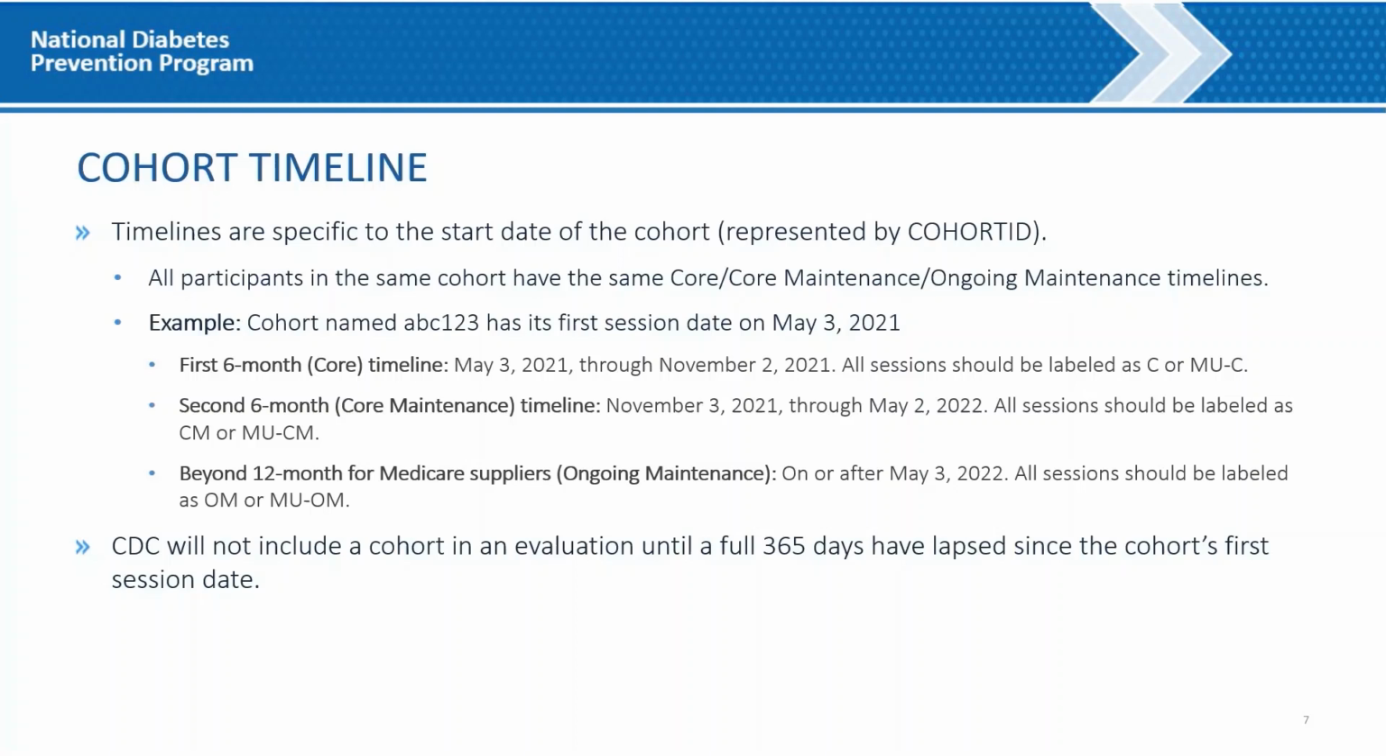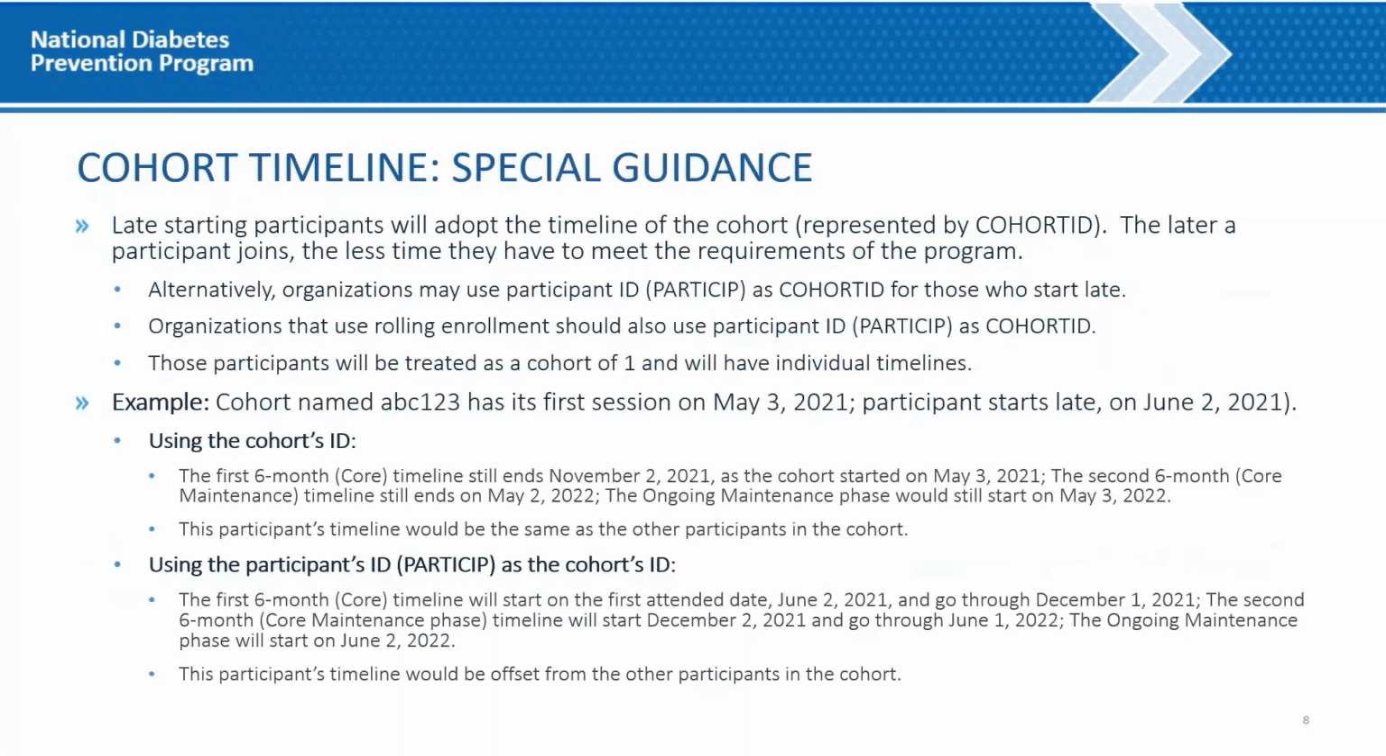The DPRP will not include a cohort in an evaluation until a full 365 days have lapsed since the cohort's first session date. Cohort timeline special guidance. Given that the core maintenance and ongoing maintenance timelines are now based on the cohort's first date rather than the participant's first date, allowing a participant to start late can cause unexpected results.